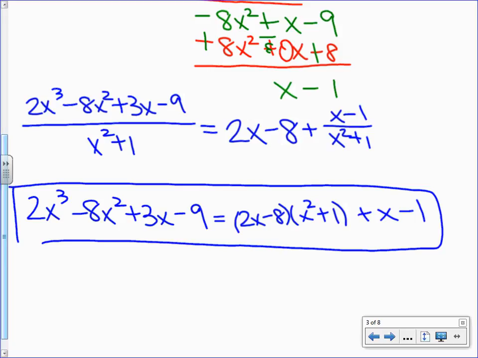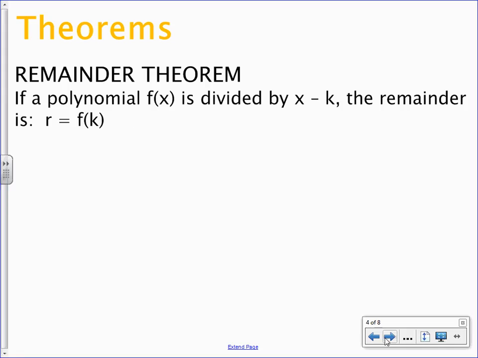Let's talk about a couple theorems. First of all is the remainder theorem. What does it mean when we get a remainder when we're dividing by a linear divisor?